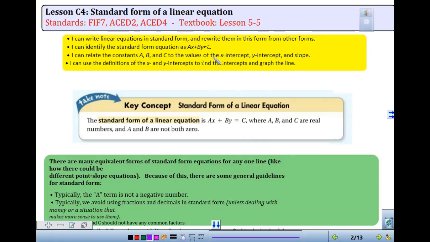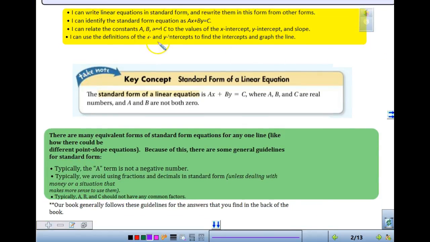So, looking at our I can statements, I can write linear equations in standard form and rewrite it to the other forms. The other forms are point slope and slope intercept that we've been doing. I can identify the forms of the equation, the standard form, which is the ax plus by. I can relate the constants a, b, and c to values of our x-intercept and y-intercept and to the slope. So today we're going to talk about that quite a bit. And then the definition of what is an x and y-intercept when we graph it.